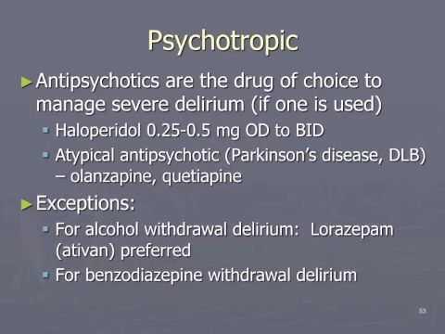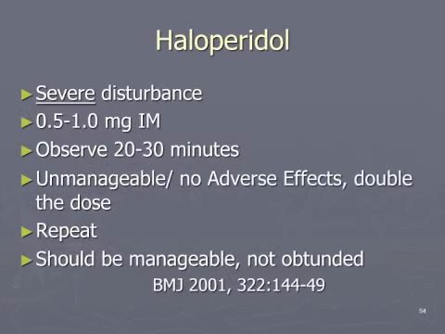The exceptions for the antipsychotics would be for alcohol withdrawal delirium or benzodiazepine withdrawal delirium. Here you're looking at benzodiazepines. On the next slide, just very quickly, is an approach for using haloperidol with severe disturbance in the setting of a delirium. It gives you an idea of what dose you start with and how you'd escalate up and titrate that dose. But I'm not going to go into that because of time constraints.